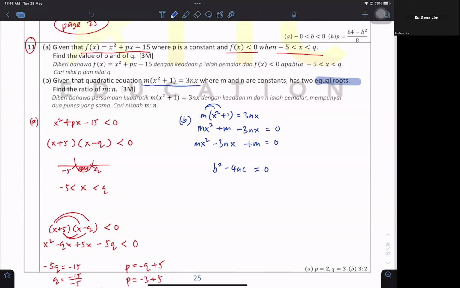So what is the B? The B is the number in front of the X. Very good. B is in front of the X. Yeah, negative 3n. What is the A? Negative, negative. Yeah, include the negative. B is the thing in front of the X. A is the thing in front of X squared. And then C is the one without X.